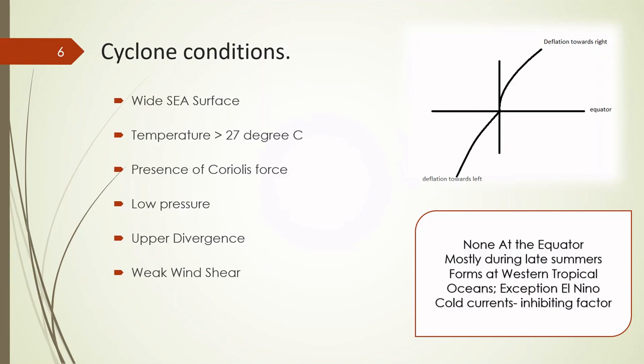And also, the presence of cold currents is an inhibiting factor for the formation of cyclones. So these are the basic conditions and these are the major takeaways. Please make a note of these conditions. If any questions come, you will be able to answer with this basic information.